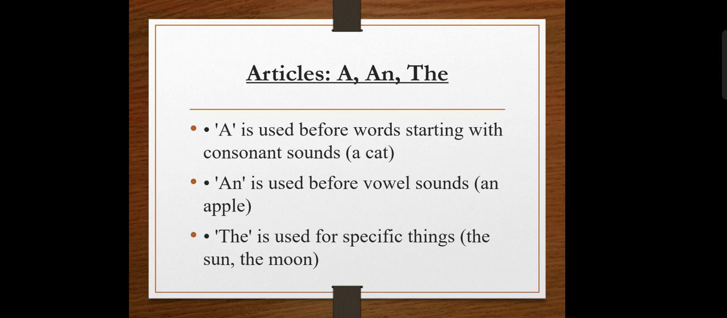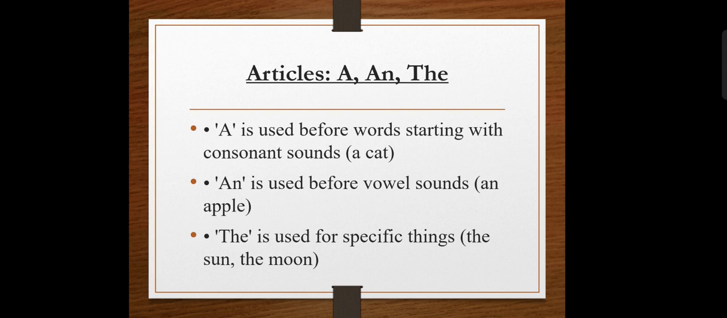Now we use an before vowel sounds: a, e, i, o, u. For example, an apple, an elephant, an ice cream, an eye. Then we have the. The is used for specific things, or the mentioned things, or the determined things. For example, the sun, the moon, and it goes like that.